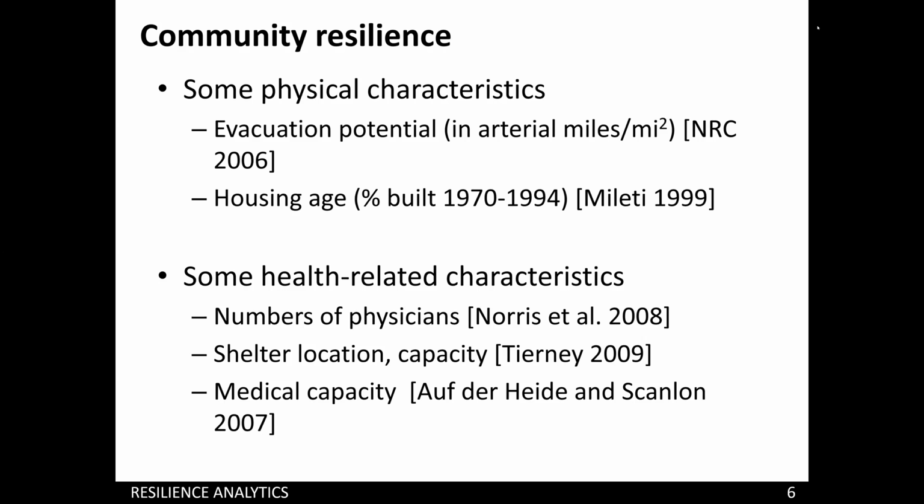Some health-related characteristics. The numbers of physicians or medical capacity that exist for a particular area. That might be an indicator of an ability of a community to withstand some kind of disruption, especially if there are health effects of that disruption. The locations and capacities of shelters in particular communities, right? And these would be indicators of a geographical area, you know, in a county. How can we describe the shelter locations, distance to shelters, and the capacity of those shelters for a given community, a given location?